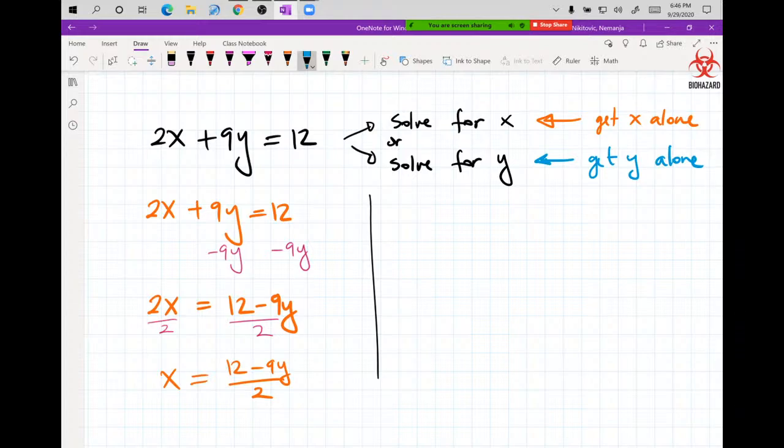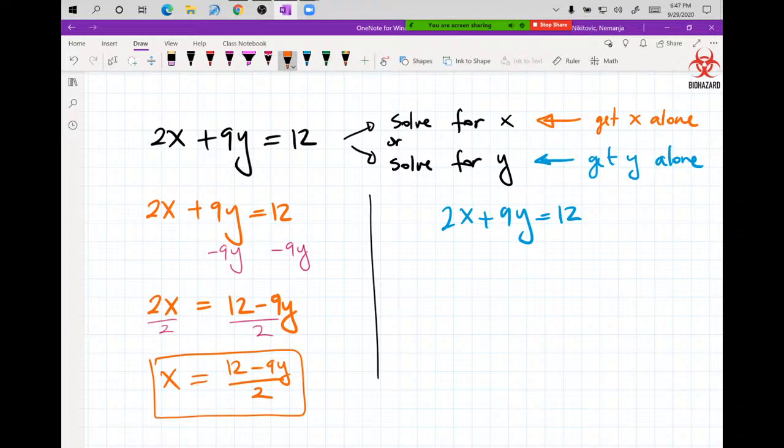So try to solve the same equation, right? You are still looking at the same 2x plus 9y equals 12. Did you write an answer? 12 minus 9y divided by 2. Yeah, that is the answer, because x is alone.